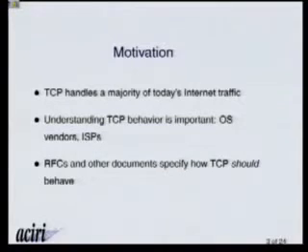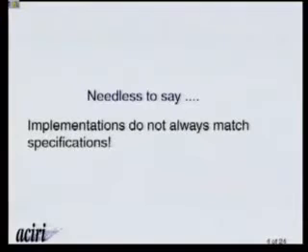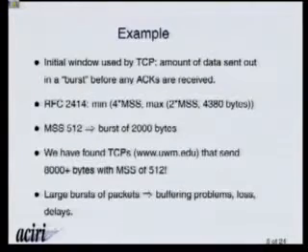There are many documents, various RFCs, internet drafts, and so on and so forth, that specify how TCP should behave. But of course, implementations don't always match specifications, partly by design, partly because of implementation, coding bugs, and all kinds of things. So it is essential that we understand what is the difference between what the RFCs say that TCP should do and what various TCPs actually do.